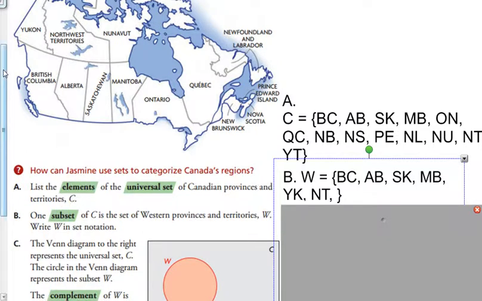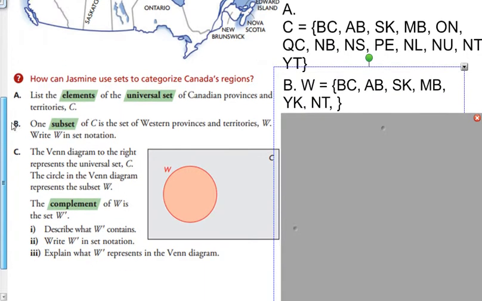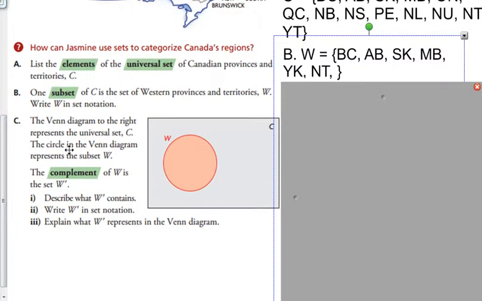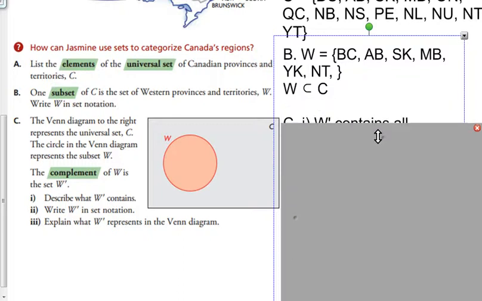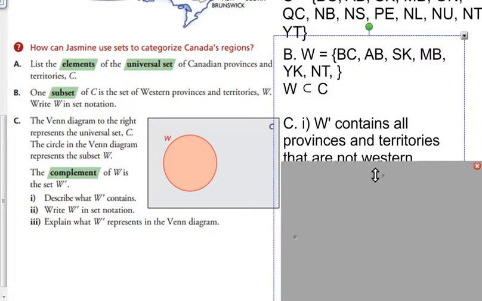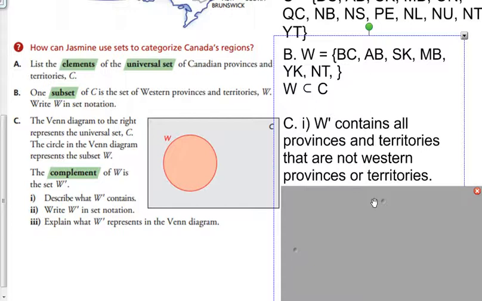So, the Venn diagram to the right represents the universal set C. The circle inside of the Venn diagram represents the subset W. The complement of W is the set W prime. Describe what W prime contains. W prime contains all provinces and territories that are not Western provinces or territories.